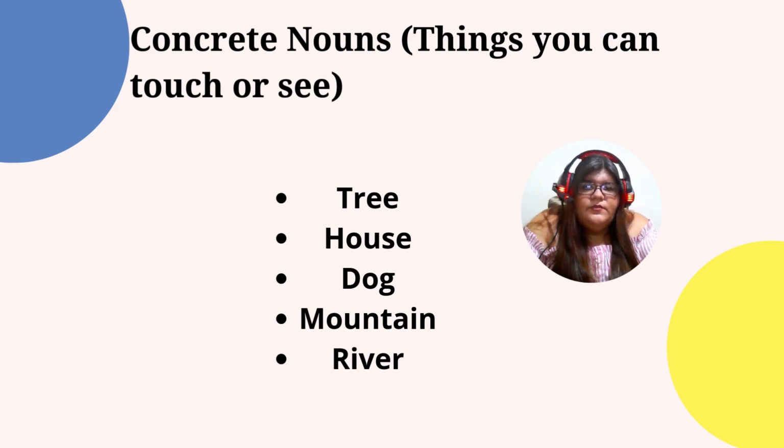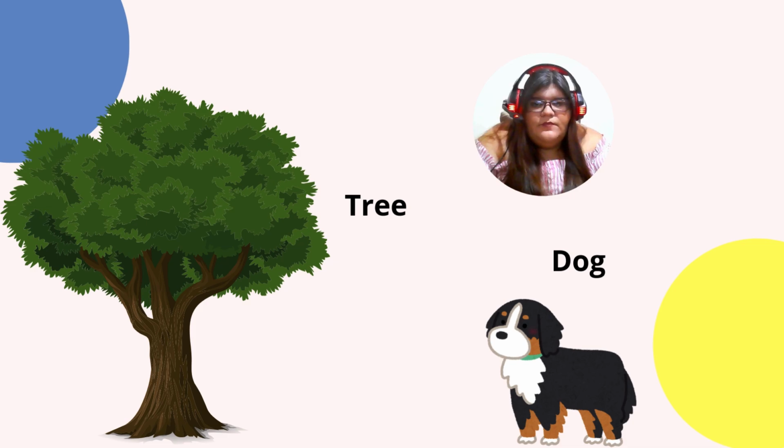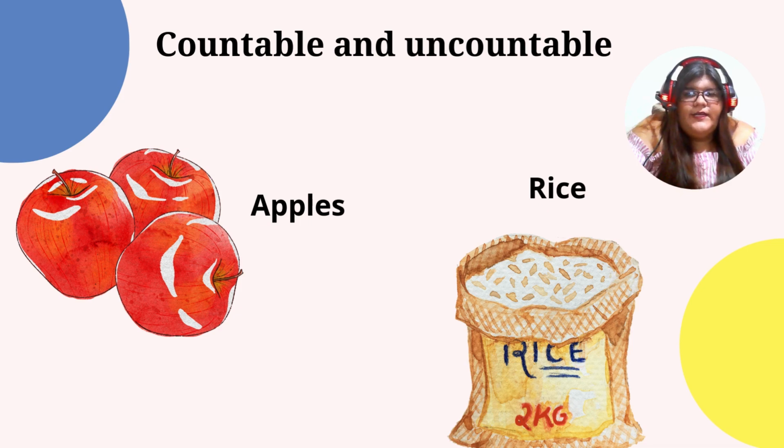Then we have here concrete nouns, things you can touch, like to manipulate with your hands, like the phone, right? I can manipulate the phone with my hands. Or see, I'm watching the screen to record this video, right? Then we have here tree, house, dog, mountain, and river. And we have here things that I can touch. For example, the tree and the dog. Then we have here countable and uncountable nouns.